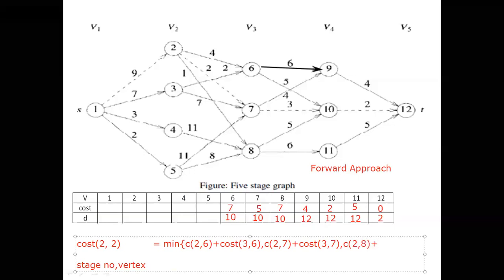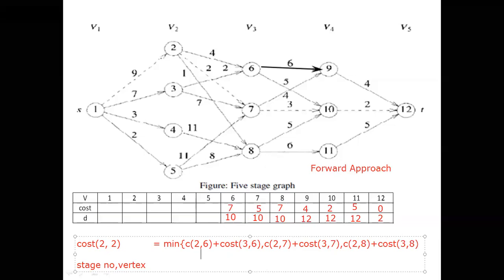plus cost of, what is the value? From 8 we find out the shortest path. How to write? Cost of 3, 8. Why it is 3? 3 is the stage and 8 is the vertex, right? Already we have. Now we have to put the values. Right. I will put the value.